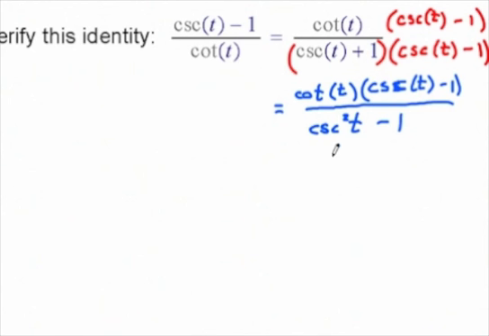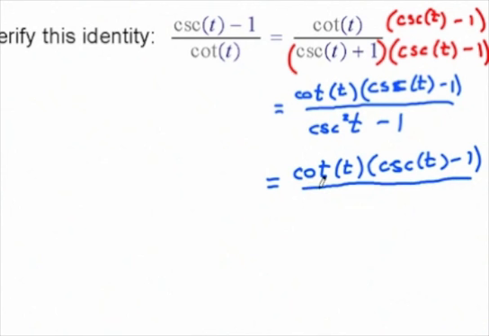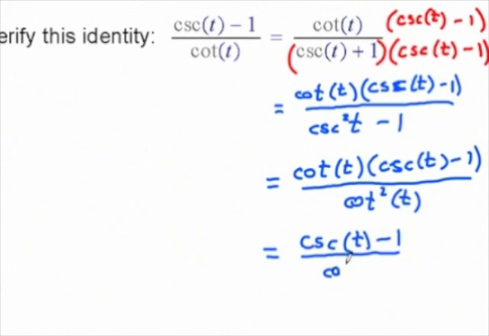So this whole piece here is cotangent squared x. So this equals cotangent t, I'm sorry, not x, but t, times cosecant t minus 1 over cotangent squared t. And here we have common factors top and bottom. It's one term on the top and one term on the bottom. I can cancel. So if I get rid of one factor of cotangent, we're going to have cosecant of t minus 1 over cotangent t. And that is the other side. So we're done with that one.